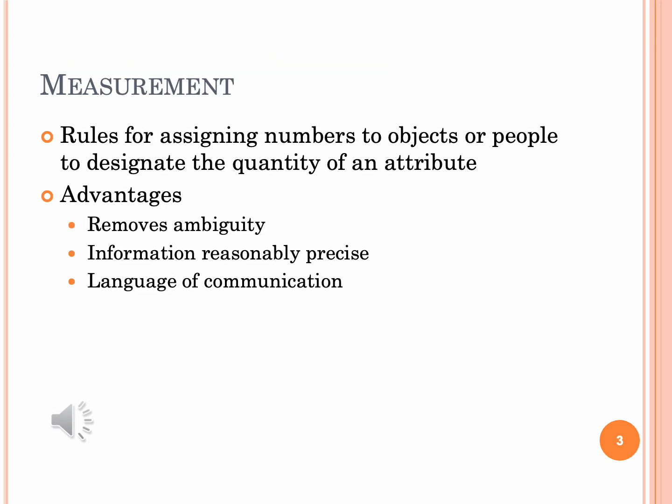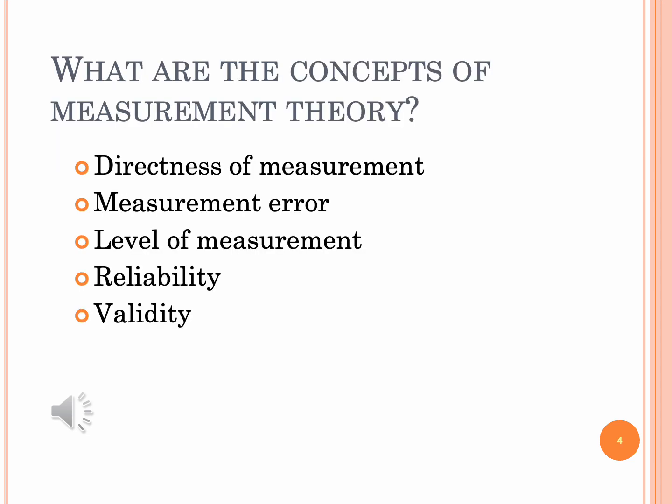In quantitative research, measurement means assigning numbers to objects or people to designate the quantity of a specific attribute. The advantages of this are that it removes ambiguity, information can be reasonably precise, and it is a specific language of communication. There are various concepts of measurement theory that we have to understand: the directness of measurement, measurement error, level of measurement, reliability and validity. And we are going to discuss each of these concepts separately.